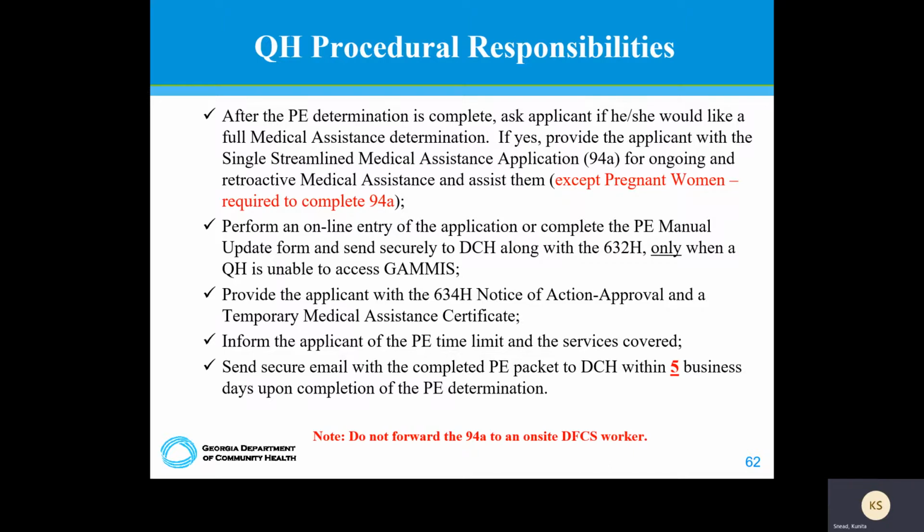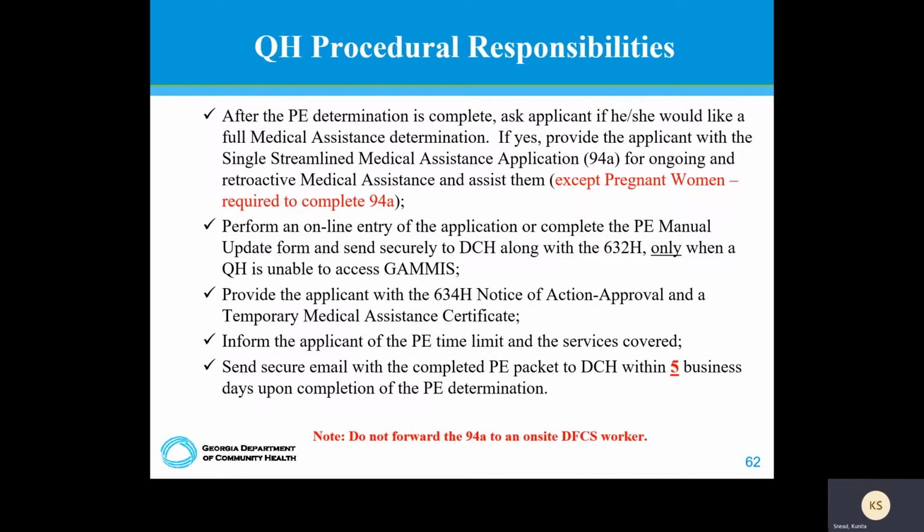Once you have approved an individual on the 632H, the information on that 632H would just be entered into the GAMIS web portal. You're going to provide your applicant with written notice that they have been approved, which is that 634H, the approval notice, and also print out the temporary certificate from GAMIS. Inform them of the PE period, the start date through the end date, and any types of services that are covered, because you need to make sure you're letting your pregnant women know that it only is going to cover their prenatal care and their pharmacy services.